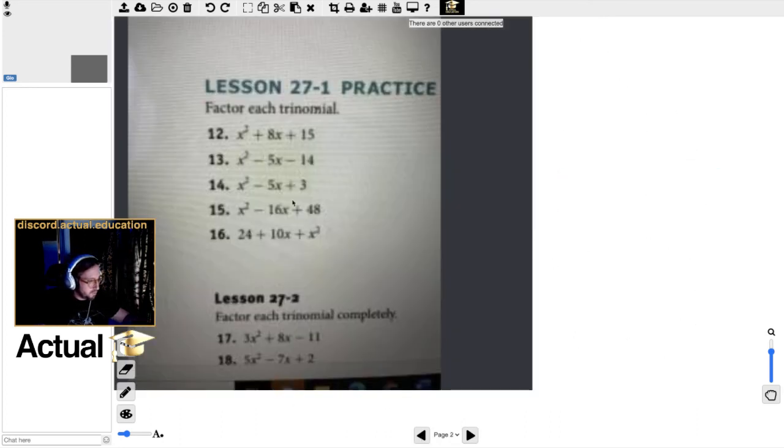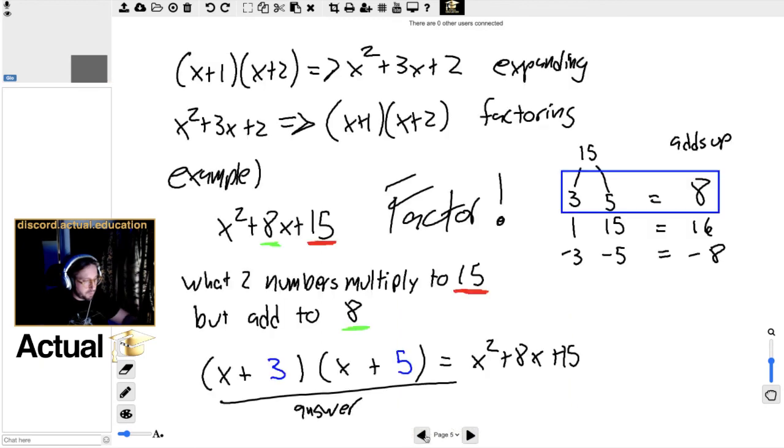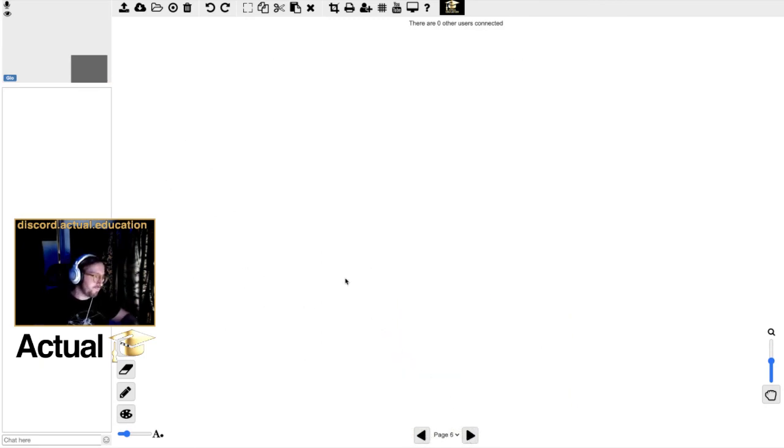So here, let's try a little bit of a harder one. Let's say we had x squared minus 16x plus 48. Okay. So what's the first step here? If we say we factor this.